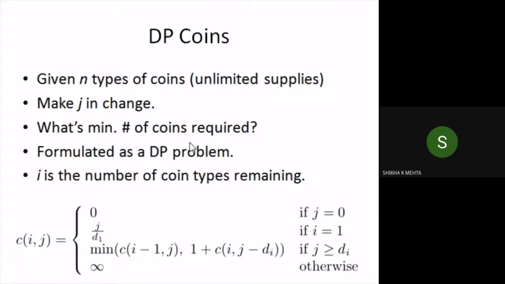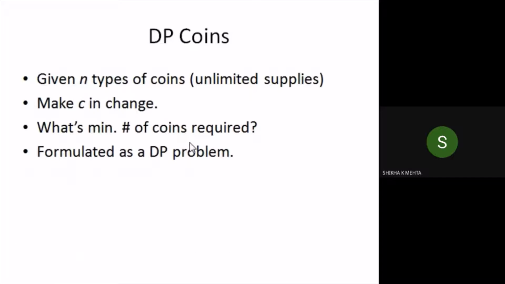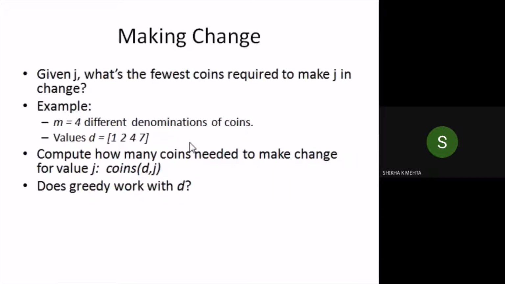So we say C[j]. Given j, what is the fewest number of coins required to make j in change? That means j is the fixed amount. For making, let us say, some total of 11 rupees or 12 rupees, how many coins, the minimum number of coins, do we require.